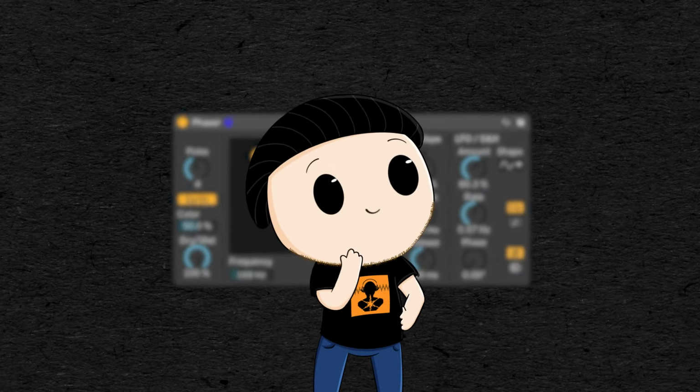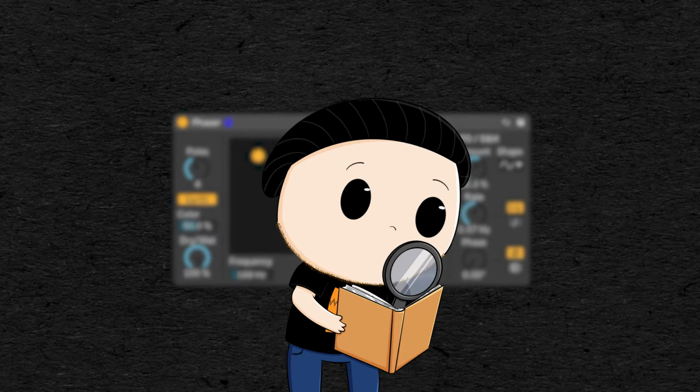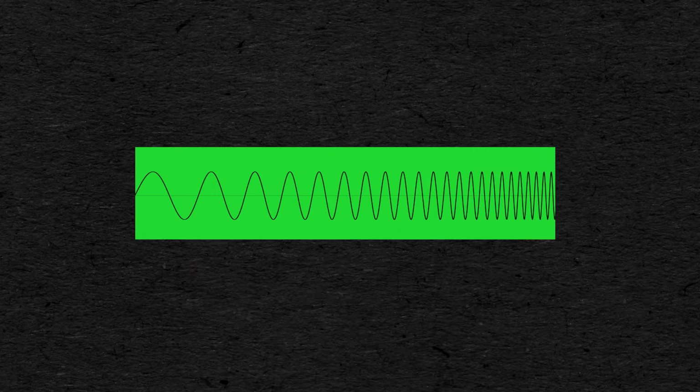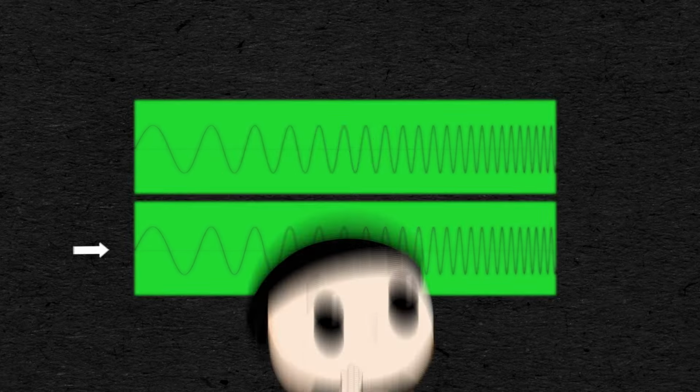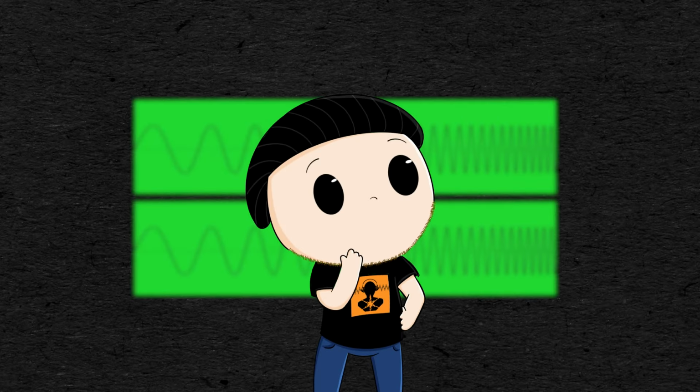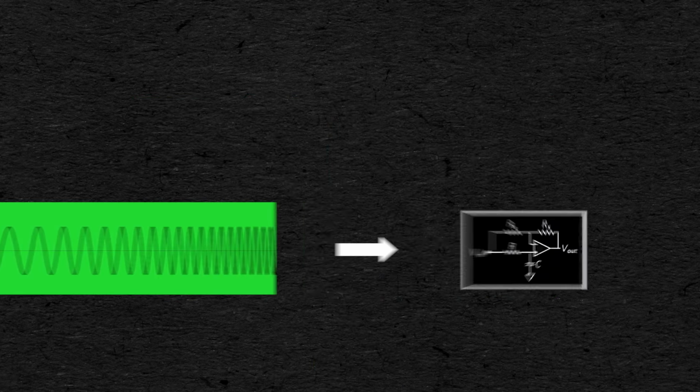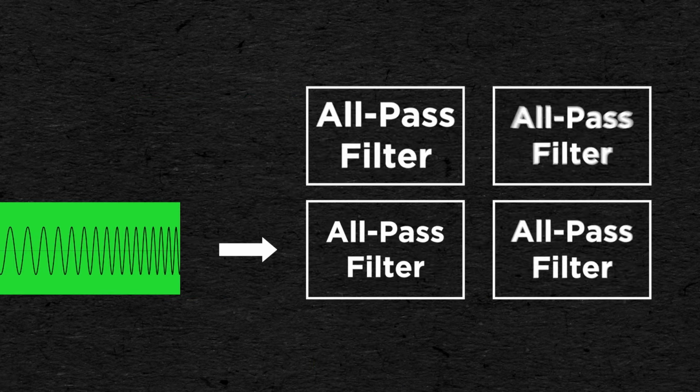A phaser effect is also very similar to a flanger effect, but it's a bit more complex. The signal that enters the phaser is also duplicated, with one signal being played back as is and the other being processed. The processed signal is kind of delayed as well, but it's delayed differently than in a flanger effect. The signal goes through one or several filters that are called all-pass filters.